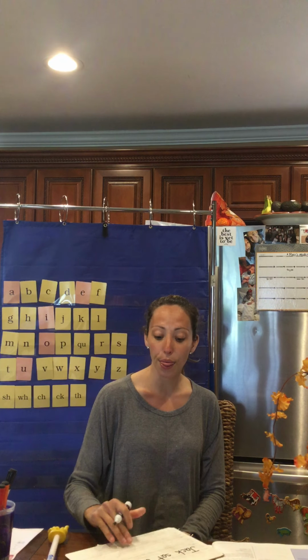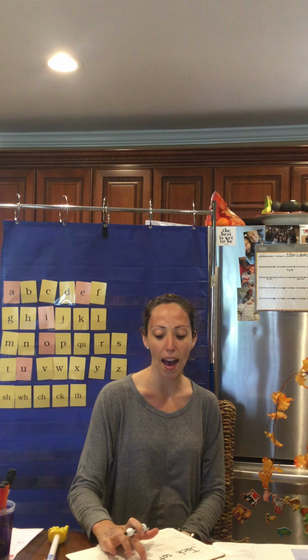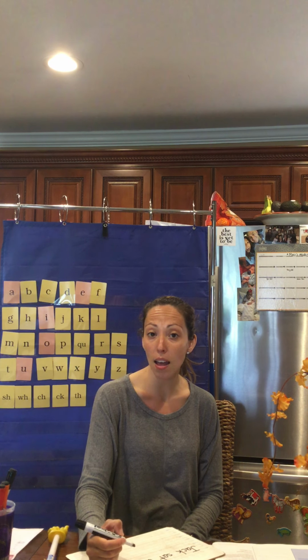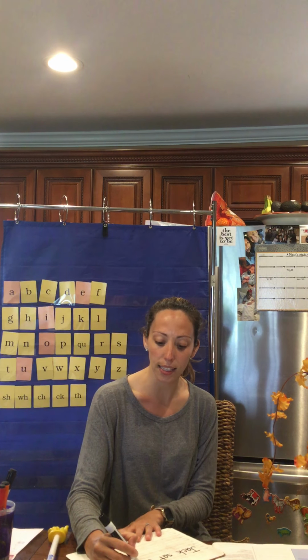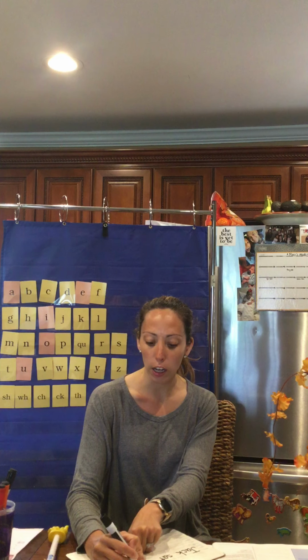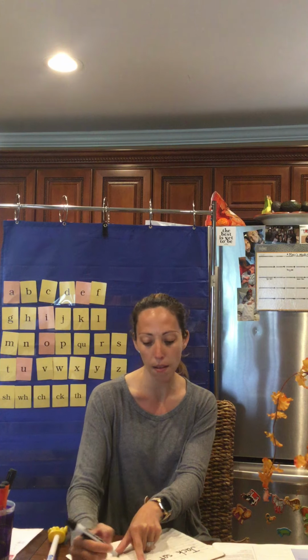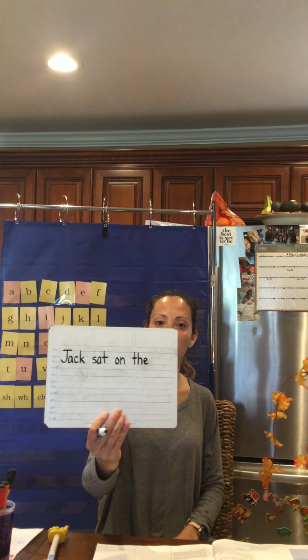The next word is the. So the is one of our sight words, so we should know how to spell that. How do we spell the? Excellent, T-H-E. So remember, finger space after on, and then T-H-E for the. It should look like this.